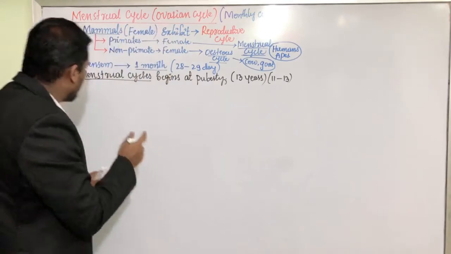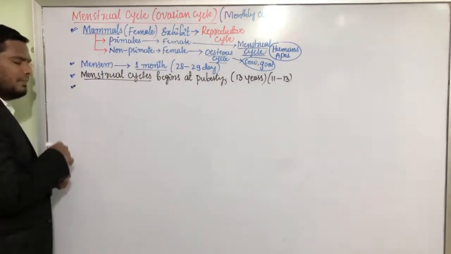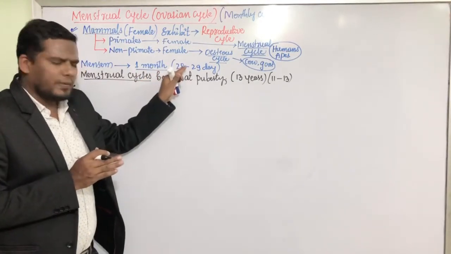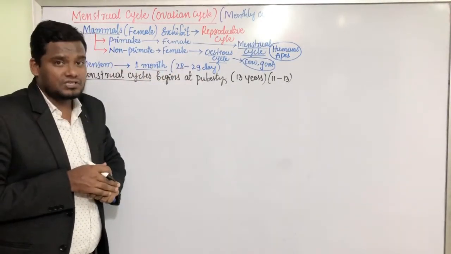This menstrual cycle is a monthly cycle that takes approximately 28 to 29 days. ये चीज क्लियर हो गई.